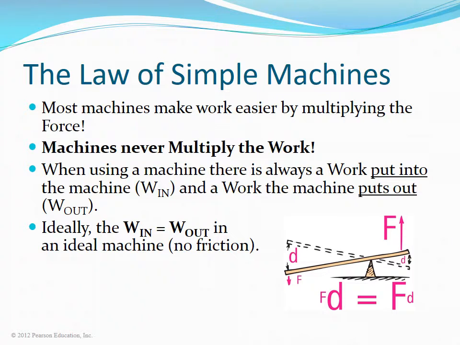Work must be conserved, so the effort force times the effort distance must equal the resistance force times the resistance distance. This relationship is expressed as the law of simple machines. Most machines make work easier by multiplying the force. Machines never multiply the work. When using a machine, there is always work put into the machine, W sub in, and work the machine puts out, W sub out. In an ideal machine, the work in equals the work out. That is to say, there is no friction.